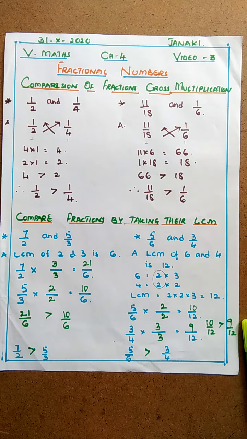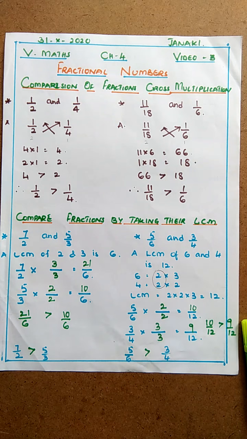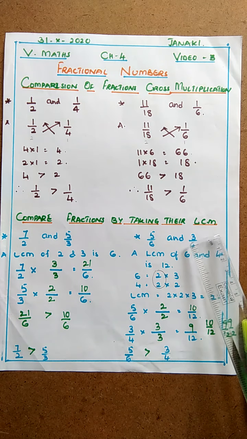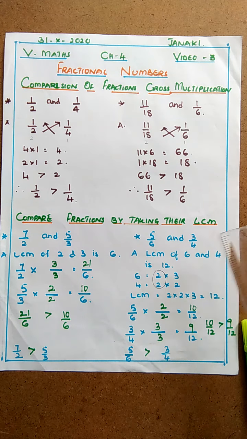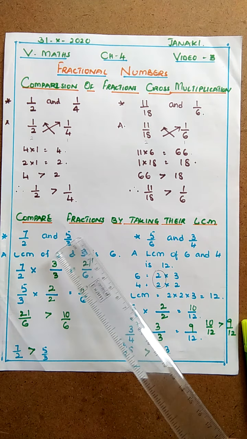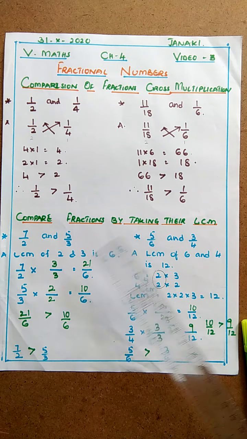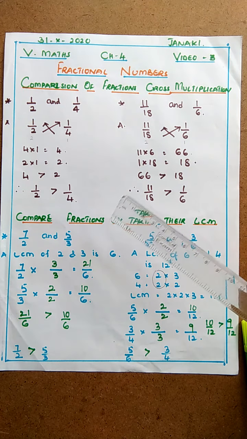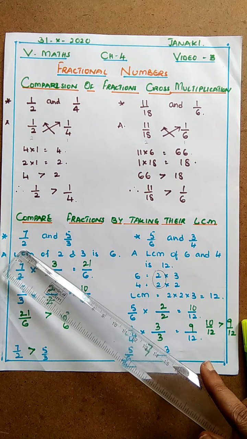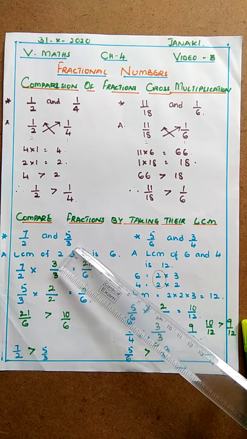So, this way, by the cross multiplication method, we can compare the fractions. Now, how to compare the fractions by taking the LCM of their denominators, that we are going to learn now. First take 7 by 2 and 5 by 3. Two fractions are given, and we have to find out which is the greater fraction. The denominators of the fractions are 2 and 3.